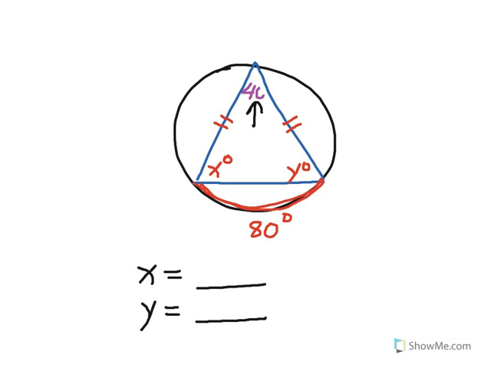So if that's 40 degrees, it means that the other 140 degrees has to be divided evenly between angle x and angle y. So 140 degrees divided by 2 means each of angle x and angle y are 70 degrees.